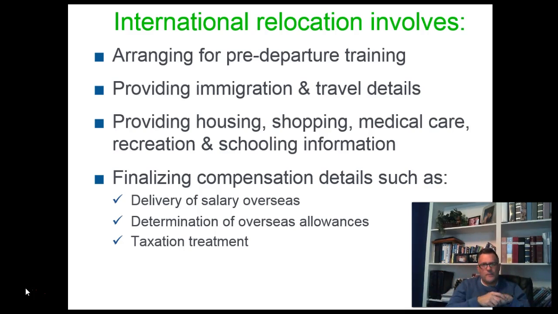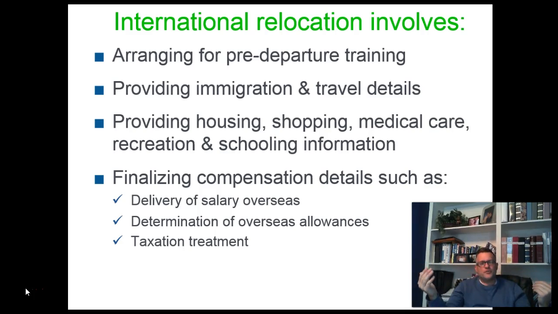Schooling information. A lot of people are relocating their families. So what types of schools are there? What's the admissions requirement? What are the translation requirements? All very important. And then finalizing compensation deals. How are we going to deliver your salary? What's the overseas allowance?